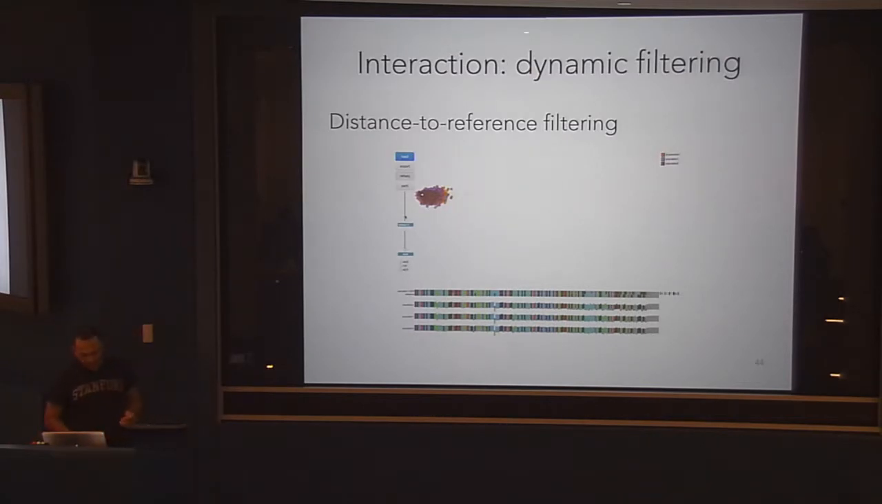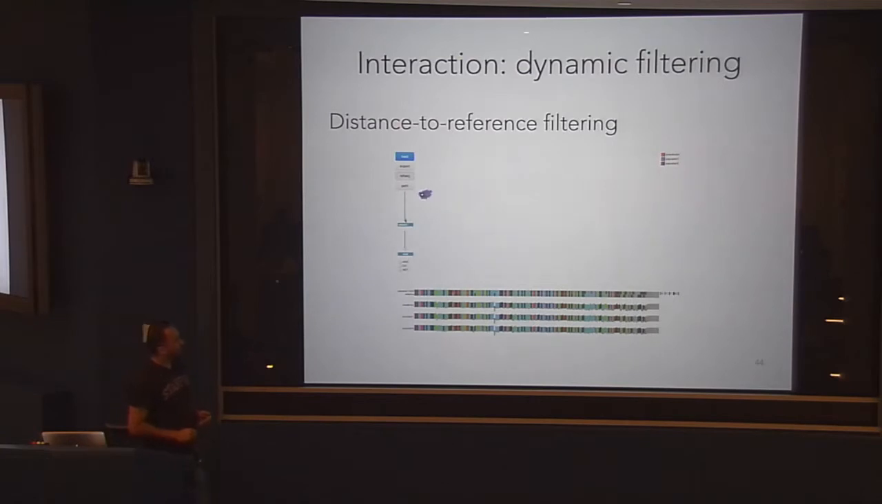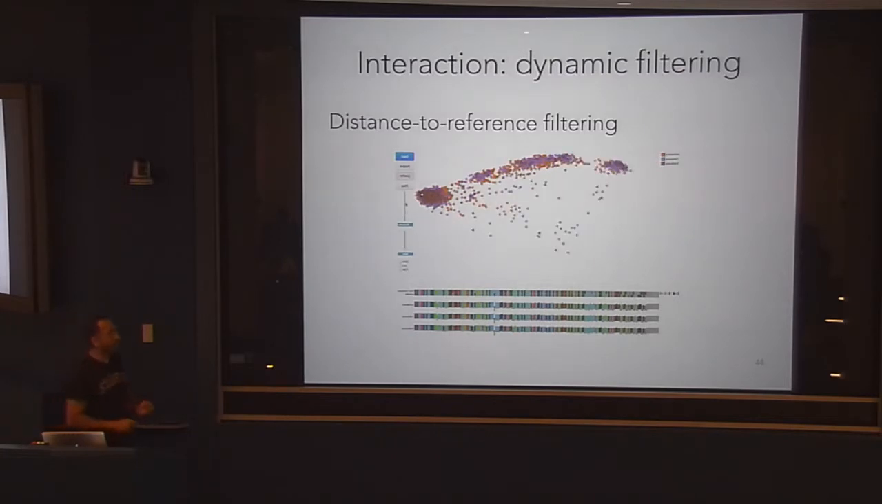So the user can interactively select the level set, the distance from the reference, and show and hide the other sequences in the population. And here we have probably more than 10,000 sequences.